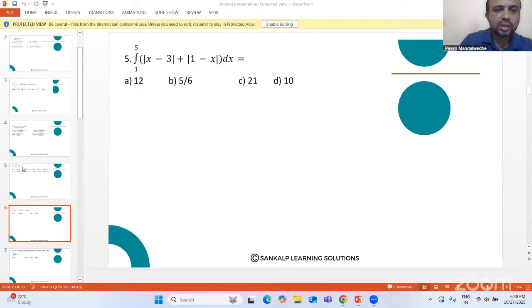It is the integration from 1 to 5 of mod of x minus 3 plus mod of 1 minus x dx. What is the value of this? Fast, students, you are not replying for this. If you got the answer, chat it so that we get to know whether you are solving or not. Just 15 seconds, use it and try to solve it.